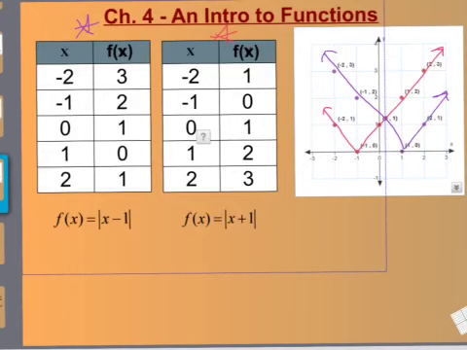And again, I'm going to label as f of x equals absolute value of x minus 1, and f of x equals absolute value of x plus 1. So this is my f of x, and this is my x-axis. Notice in this case that when it's inside of the absolute value, minus 1 moves it to the right one, plus 1 moves it to the left one. So when it's inside the absolute value, minus moves it to the right, plus moves it to the left.